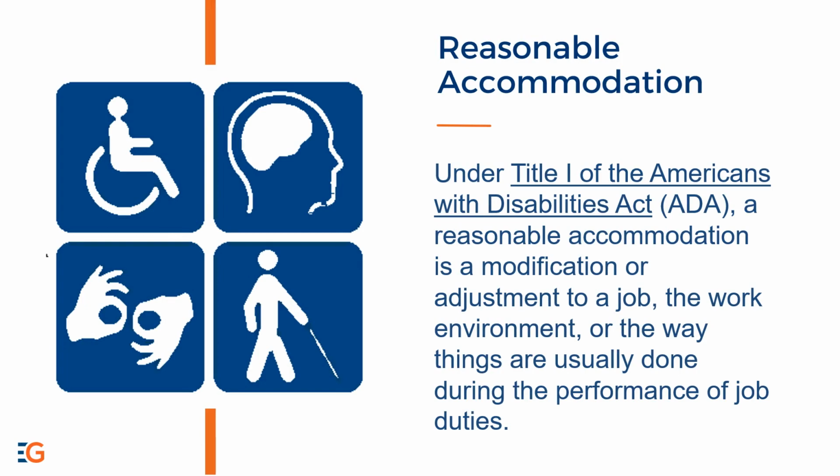Under Title I of the Americans with Disabilities Act, ADA, a reasonable accommodation is a modification or adjustment to a job, the work environment, or the way things are usually done during the performance of job duties. These modifications enable an individual with a disability to have an equal opportunity not only to get a job, but to successfully perform their job tasks to the same extent as people without disabilities.